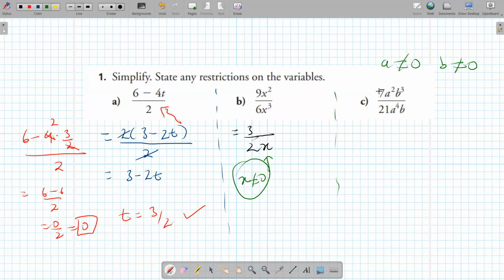And if you want to simplify this, well, 7 goes into 21 3 times, so you have a 3 in the denominator. What's a squared over a to the 4? A squared on the bottom. Yeah, right. A squared on the bottom, b cubed over b is b squared on the top, and that's it. And these are the restrictions. Is it difficult? No.